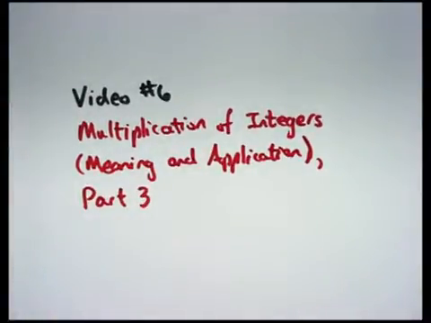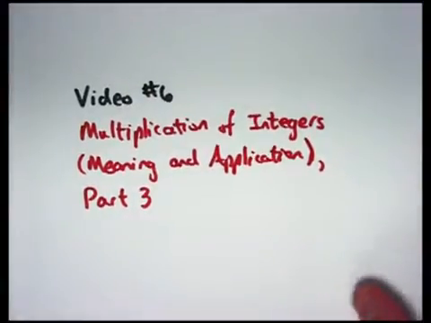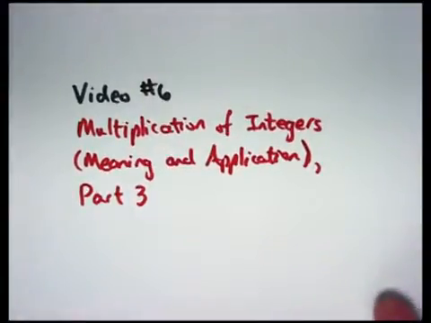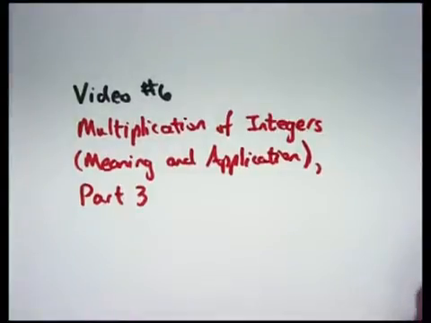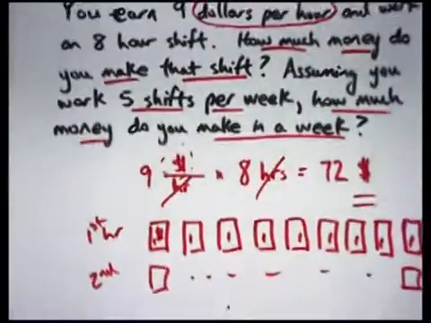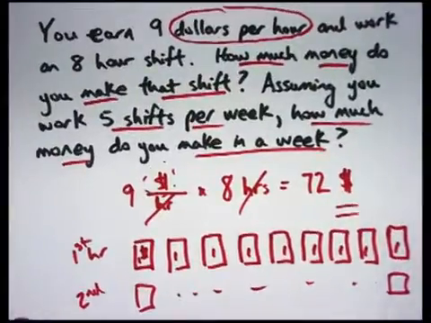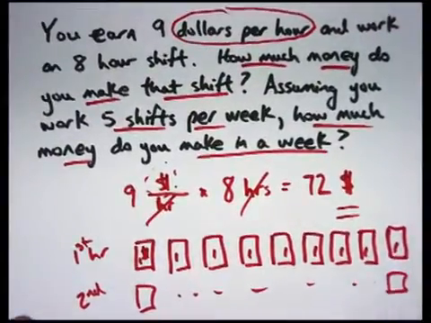The subtitle here is Multiplication of Integers, Meaning and Application, Part 3 of that sub-series. I cut the last video off short on a problem because I was going long, so I'm going to finish that problem. These videos are ending up being longer than I was hoping, so I'm going to try to make this one shorter. Hopefully we will succeed. I will succeed. Here was the last problem we looked at in video number 5, which was part 2 of the series on multiplication of integers.